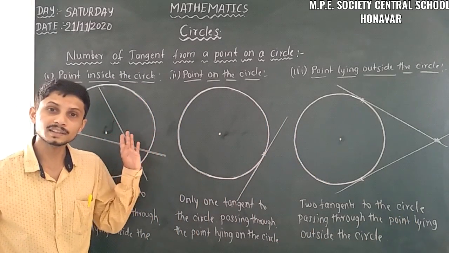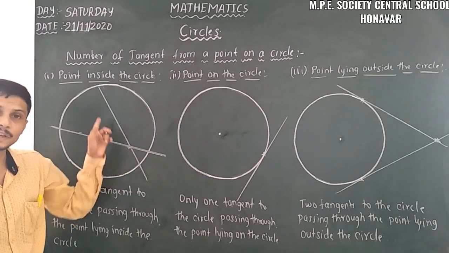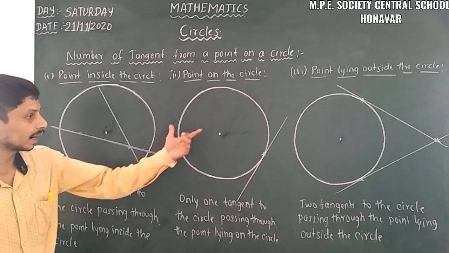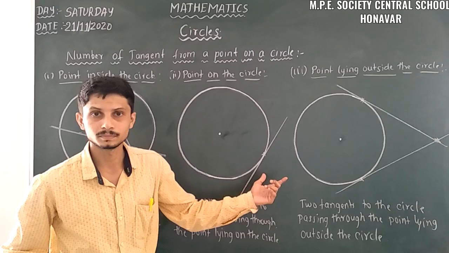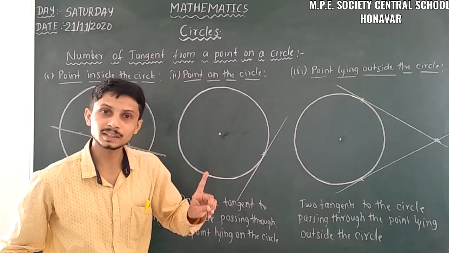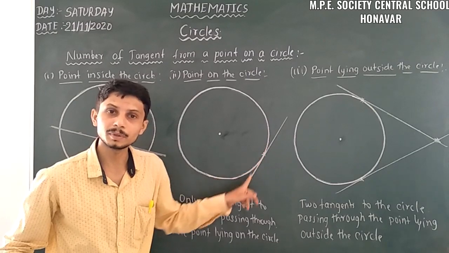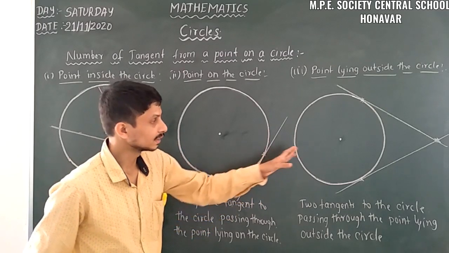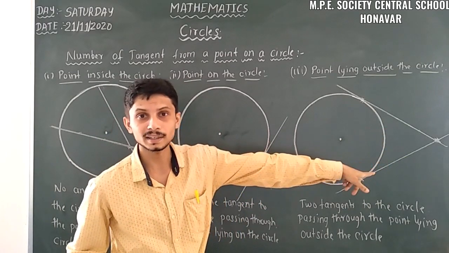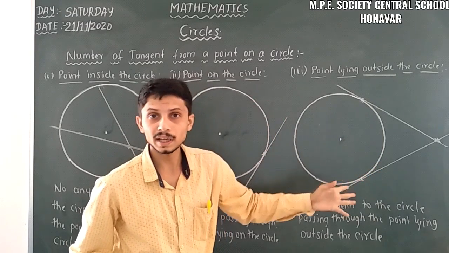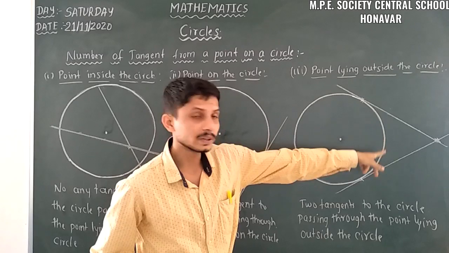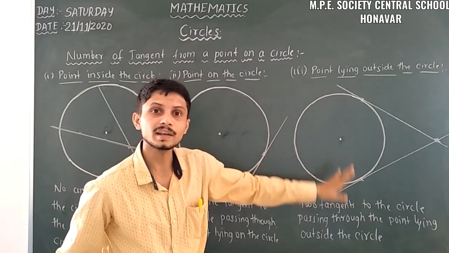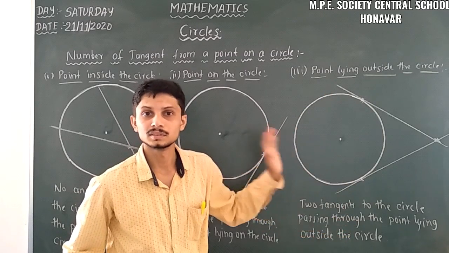So here there are three possibilities. Firstly, when a point is lying inside the circle, no tangent can be drawn. When a point is lying on the circle, only one tangent can be drawn, and no other tangent is possible in this case. In the third case, when a point is lying outside the circle, we can draw two tangents. One is above the center of the circle, and the other is below the center of the circle.